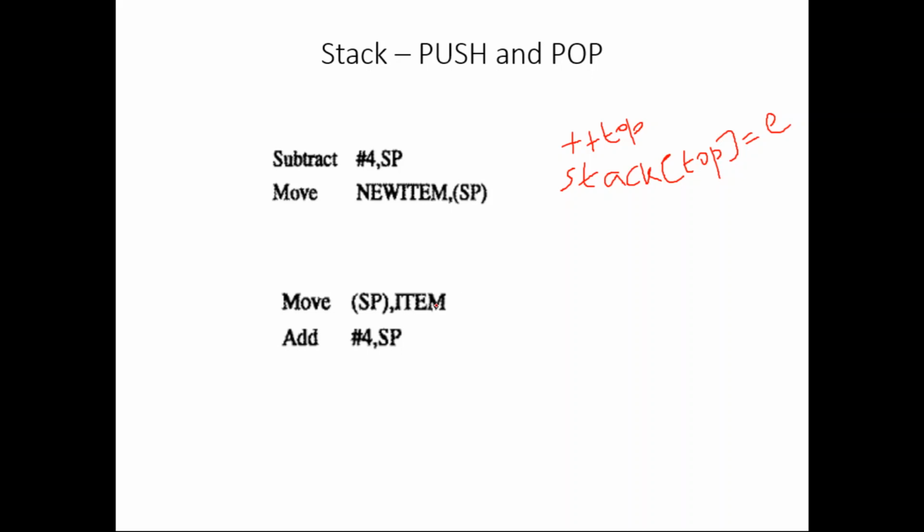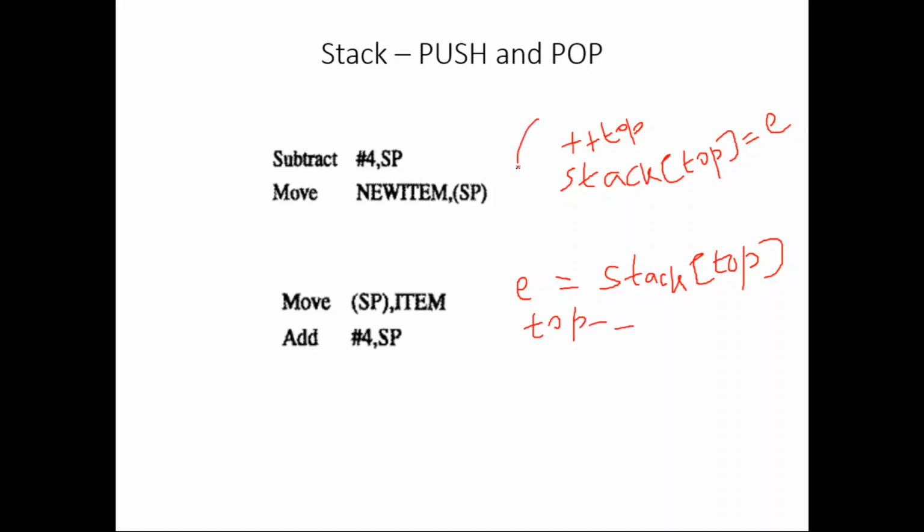Similarly for popping, whatever element is currently pointed to by the top of the stack, we take that. So element is equal to stack of top, moving the top element to a local variable. After doing that, we decrement the top. We say top minus minus, because the topmost element is removed.